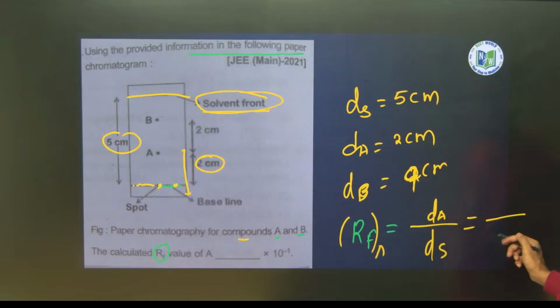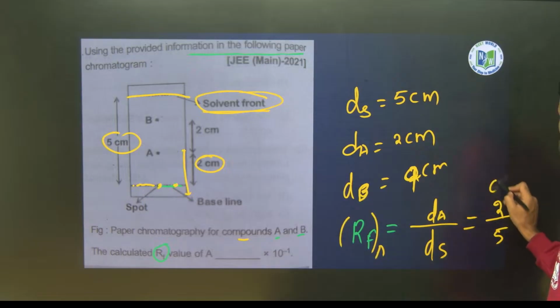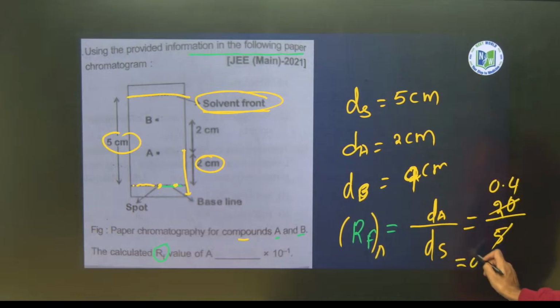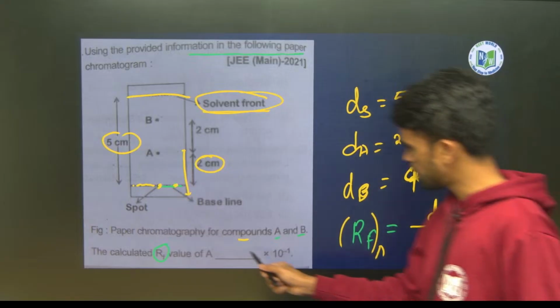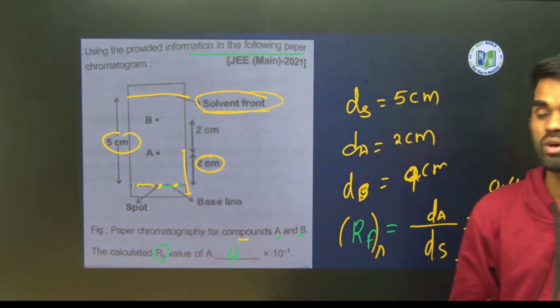Okay, so it means here dS is 5 and dA is 2, that's it. So 0.4. So what is the answer here? You can write 0.4 or 4 into 10 power minus 1. So right here your answer is 4. That will be your answer, right?